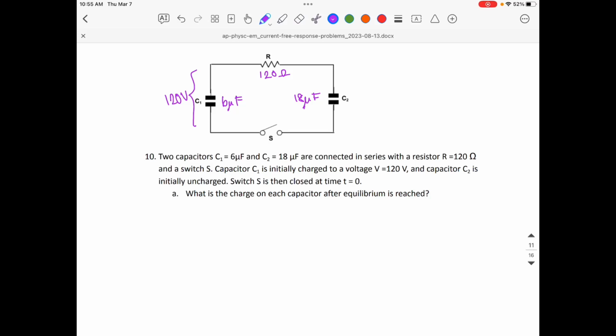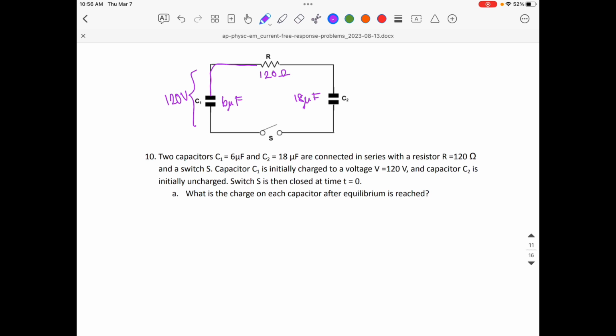Problem 10: we've got a couple of capacitors in series with a resistor and a switch, and I plugged in all of the values already. It tells us the first capacitor is already charged with 120 volts. Capacitor 2 does not have a charge, so when we close the switch, the charges are going to flow from capacitor 1 through the circuit.